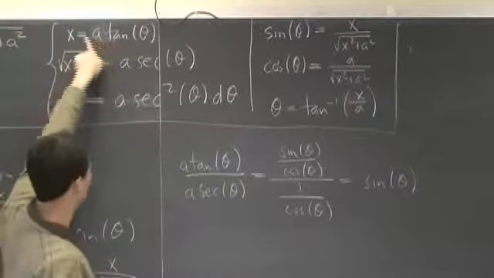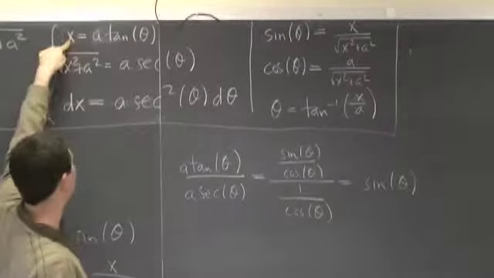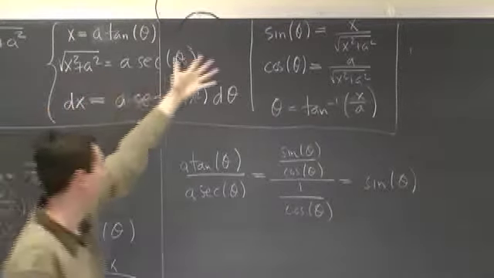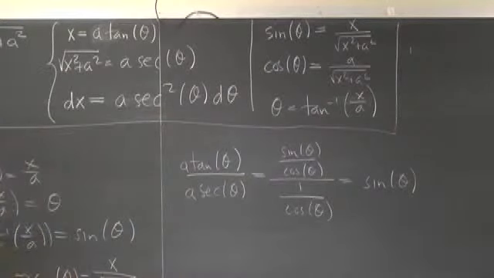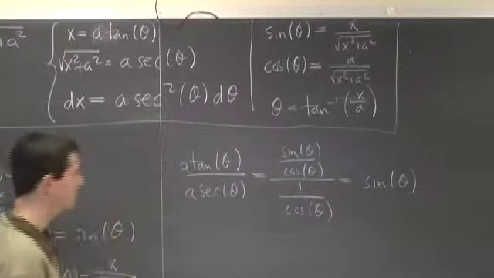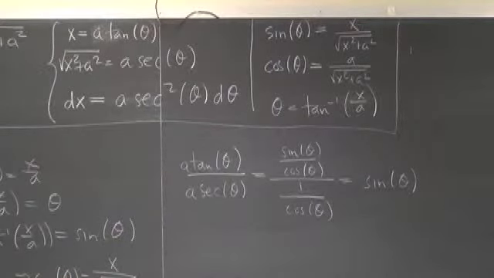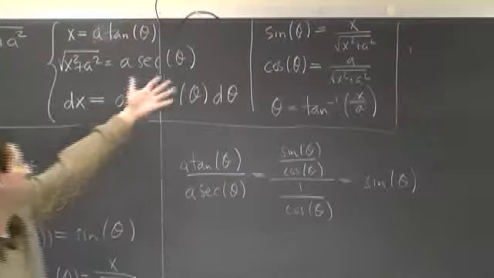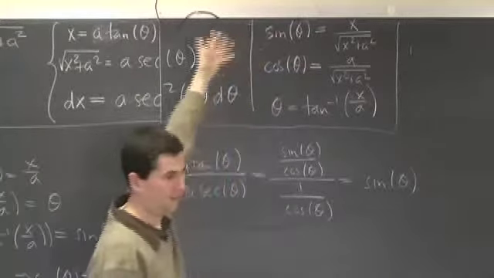But a tangent of theta is x, and a secant of theta is the square root of x squared plus a squared. Okay, so this is not so bad. So there are some options, but in any case, this way works nicely, and boom, you got it. You can even write these formulas down if you are so inclined.